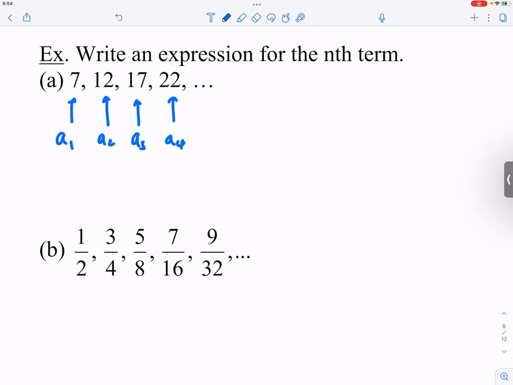So basically, what can we do? It's plus 5, okay? And the bigger the term number, the more 5 we add to the number itself. So we say it's got to be a 5 times n, right? 5 times n, seems like it should be 5 times n. But we also need to address the very first number as well, okay? We need to address the very first number.